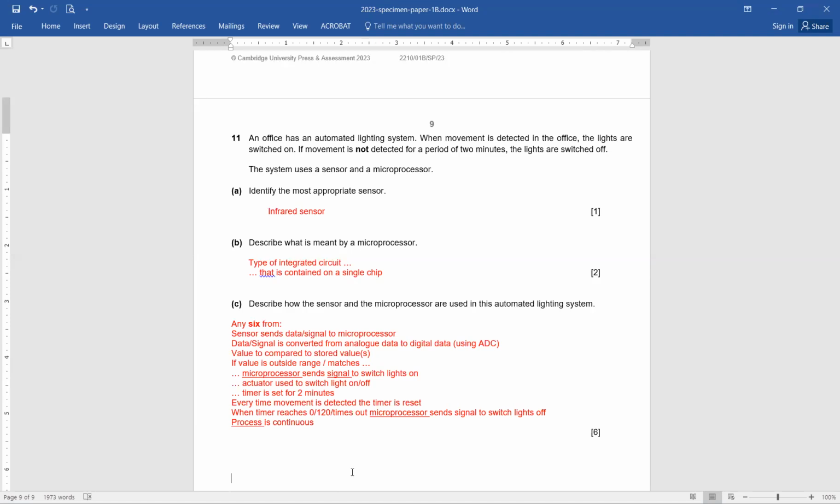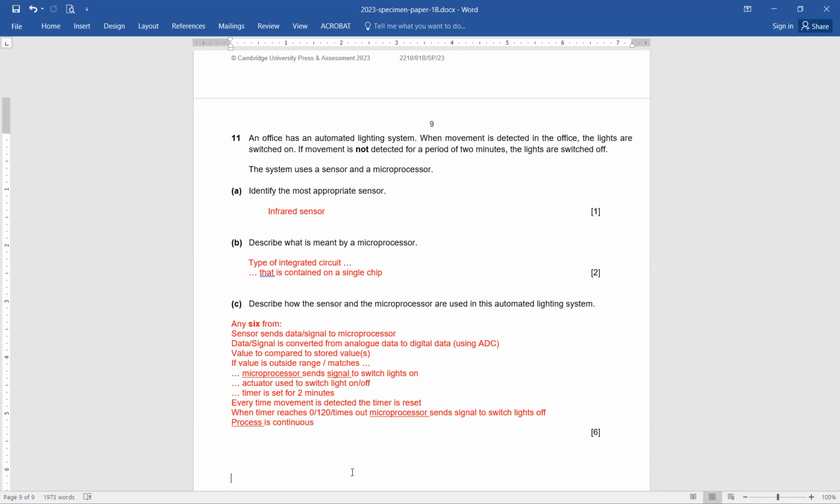Now please remember, since sensor readings are analog in nature, that is why the data has to be converted from analog to digital using ADC, analog to digital converter. These values are compared to the preset values, to the stored values. If values are outside the range or it matches, the microprocessor sends the signal to switch the light on.